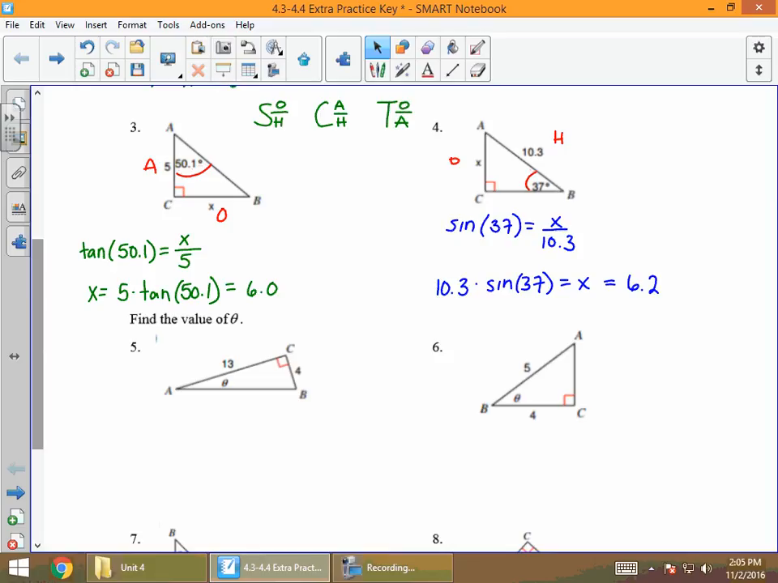So the first four, all very, very similar. Set up the trig function and you end up multiplying on both sides.